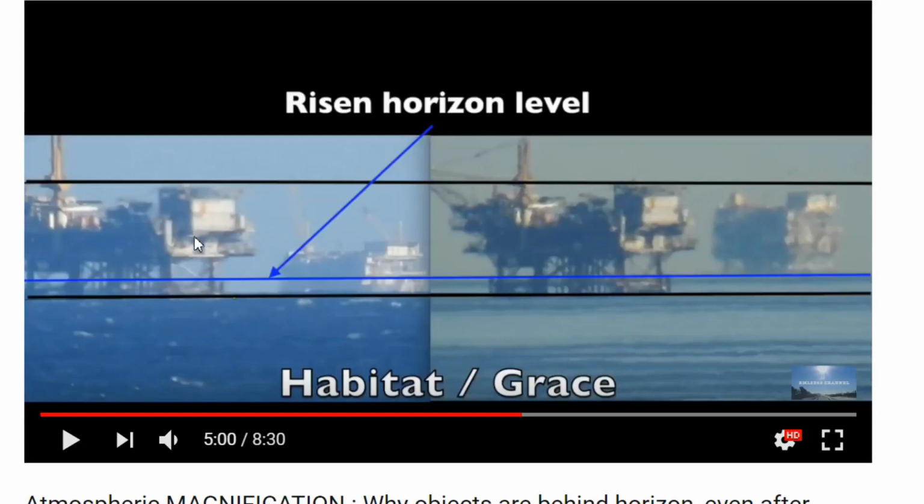You'll see on the left versus on the right, the object on the left, in scale, is larger than the object on the right. Same thing with the other, further distant oil platform. It's larger on the left as opposed to the one on the right, meaning that the lower the refraction, the smaller the image.